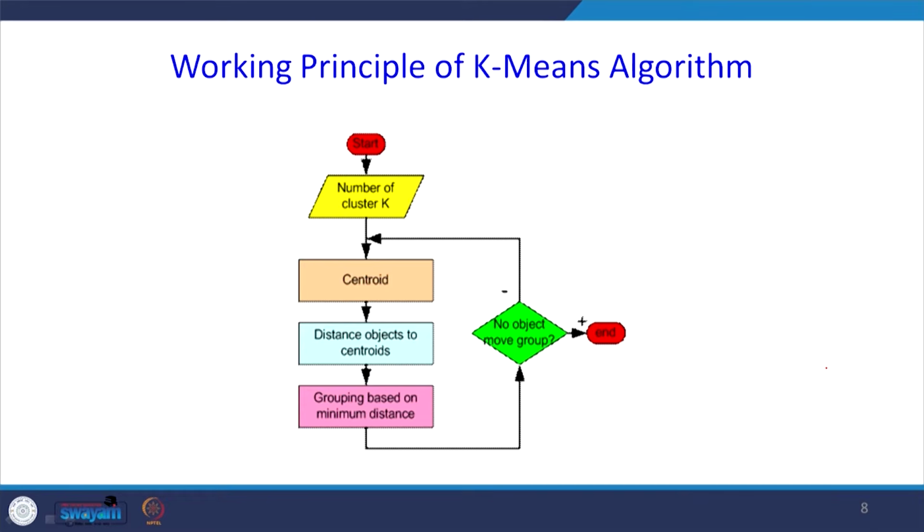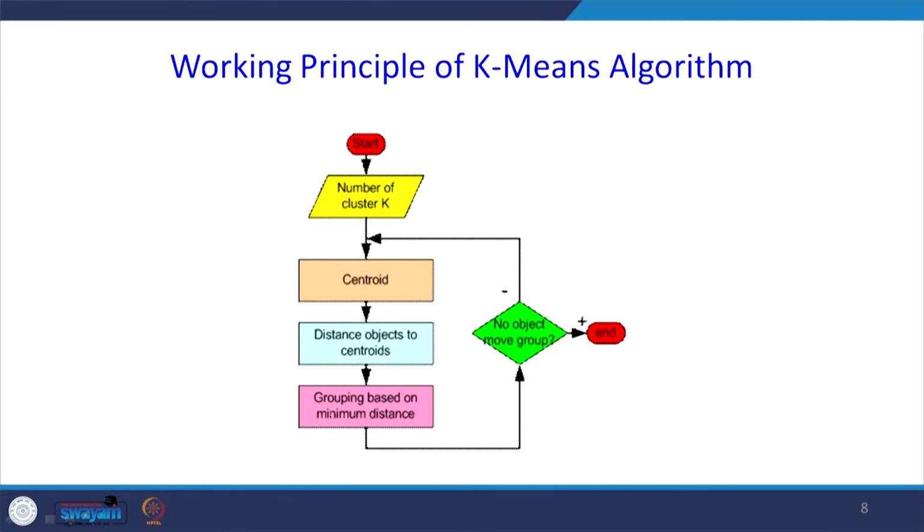The working principle of the k-means algorithm is shown in this flow chart. Start: in advance we should know the number of clusters. Then you form the centroids, randomly choosing certain points. Then you find the distance of the objects to the centroids. Suppose there is an object, you find out how far away that object is from the centroid. Then comes grouping based on the minimum distance. If there are two points, we have to put the point which is closer to that centroid into that cluster.